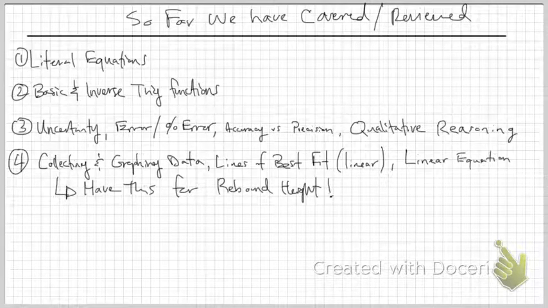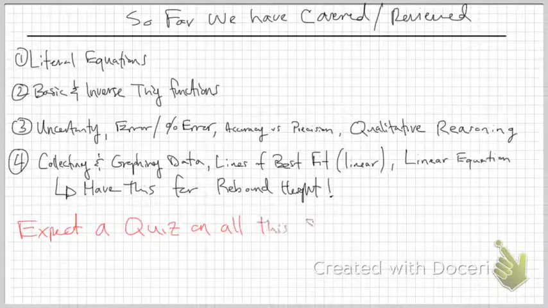Uncertainty, error, percent error, a little bit about accuracy and precision, and the qualitative reasoning, like saying where does the greatest source of error come from and why do you think so. Very important on our AP test. And number 4, collecting and graphing data. We've done some of that for our Pi lab, and we've done that for our rebound height, which we will test tomorrow. And remember our rules for finding lines of best fit and the linear equations that go with a single linear fit. Have this rebound height data for tomorrow, and expect Friday a quiz on all of this stuff.